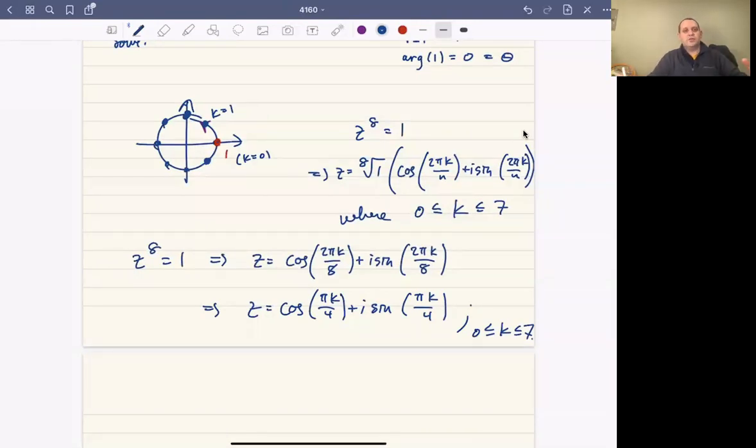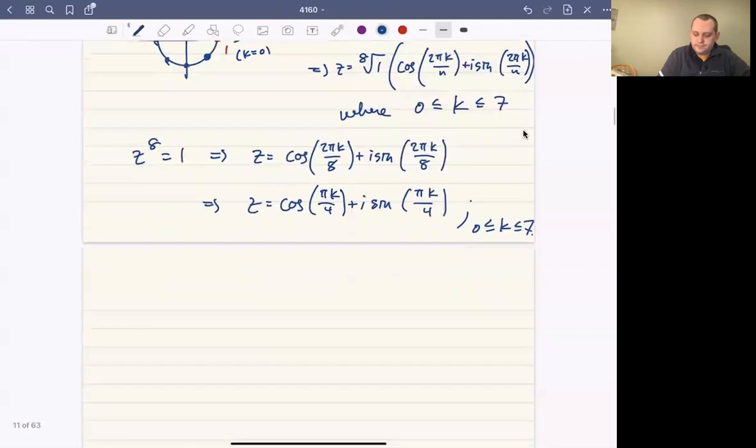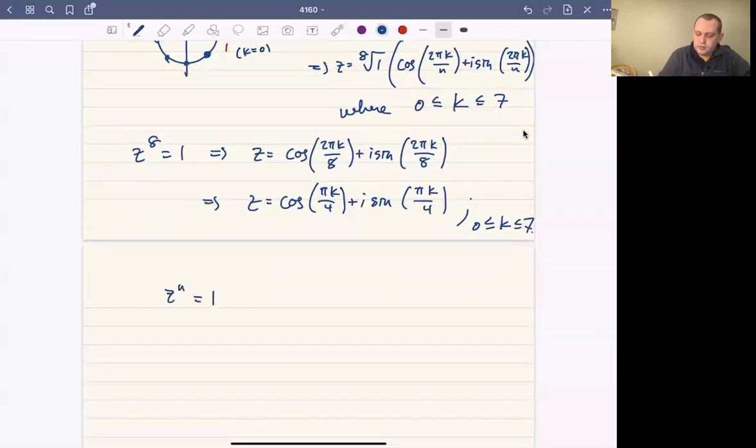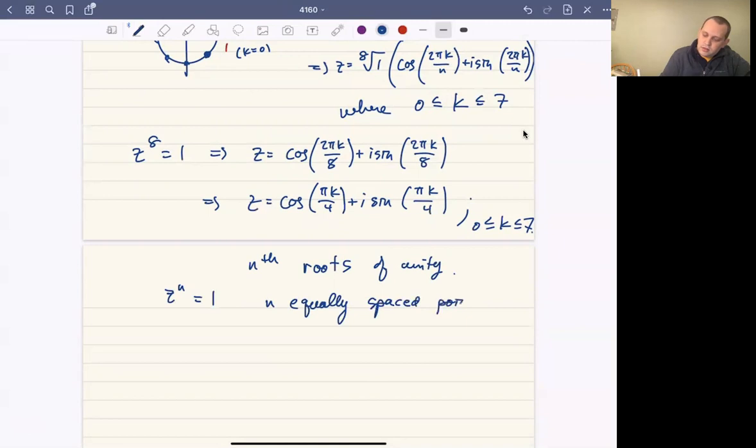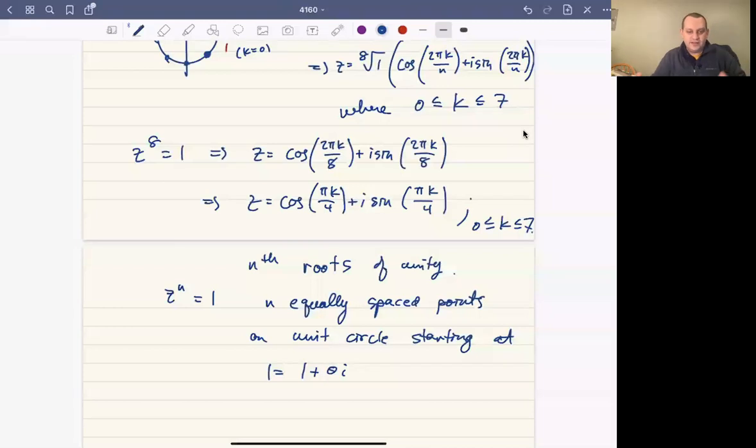So that's another way to think about the nth roots of unity. In general, the solutions to the equation z to the n equals 1 are called the nth roots of unity, and they are n equally spaced points on the unit circle, starting at the rightmost point 1, or, if you want to think of it as a complex number, 1 plus 0i.